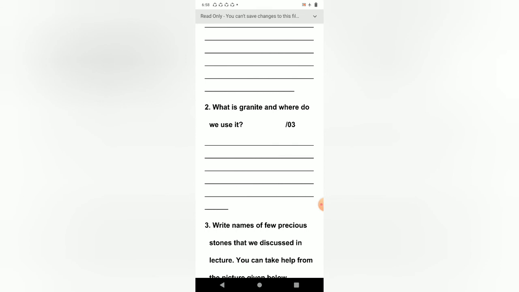Small pieces of very hard rock called granite. What is it? Small pieces of very hard rock called granite.